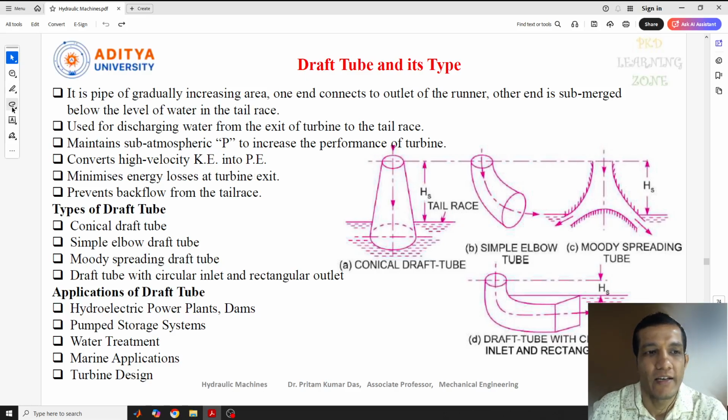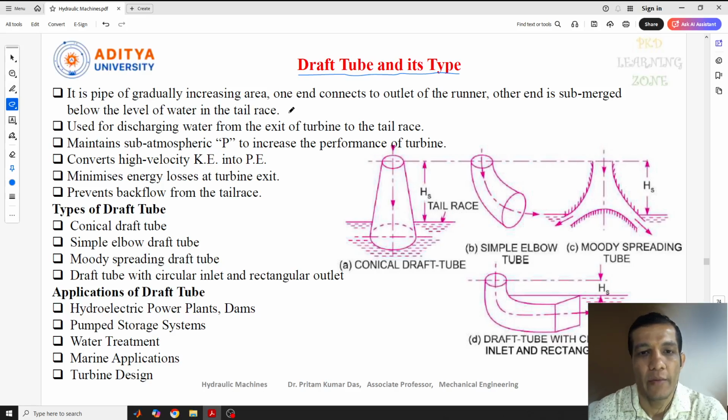In this lecture, we'll discuss the concept of draft tube and its types. Along with this, we'll also discuss the applications of draft tube and what the advantages and disadvantages of draft tube are. First, we'll see the working principle and the construction of this draft tube.